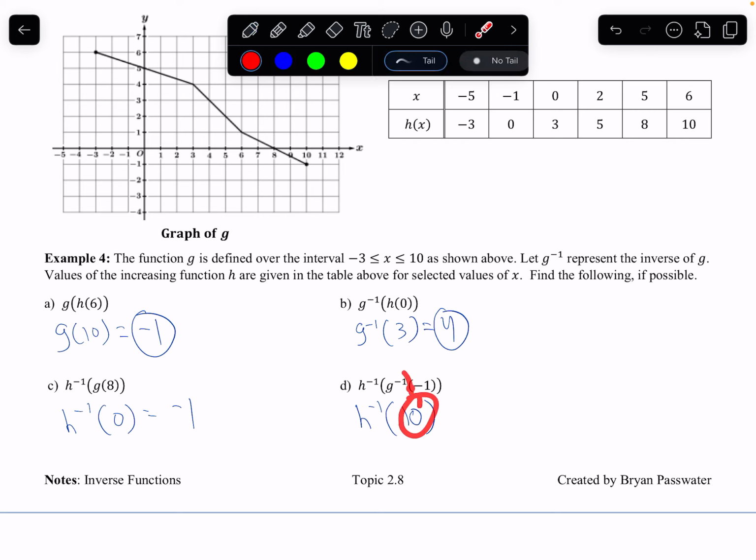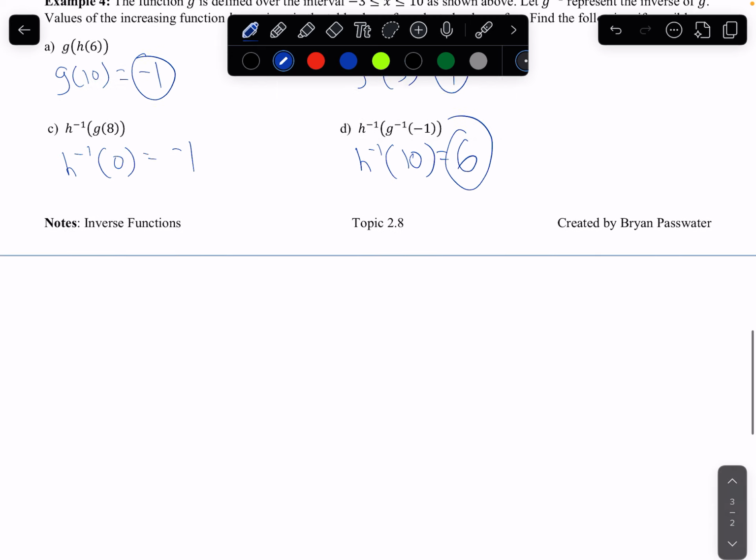So I'm putting a 10 into the inverse of h. Well, this is just h, not the inverse of h. And look at this point right here. If I put a 6 into h, a 10 comes out. So it must be the case that if I put a 10 into the inverse, a 6 comes out. I just switch them. And that's what this wants to know. If I put a 10 into the inverse, what comes out? Well, a 6. And that's your answer. And I believe that got it.